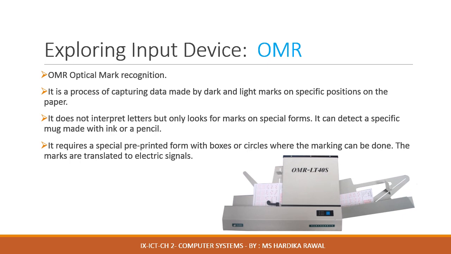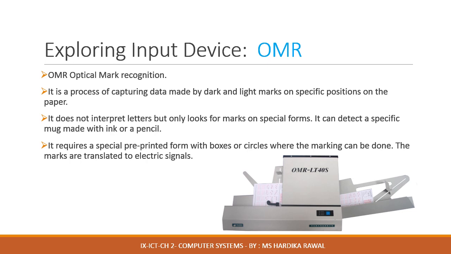Our next device is OMR, that means optical mark recognition. Optical mark recognition is a process of capturing data made by dark and light marks on specific positions on the paper. An OMR system doesn't interpret letters but only looks for marks on special forms.